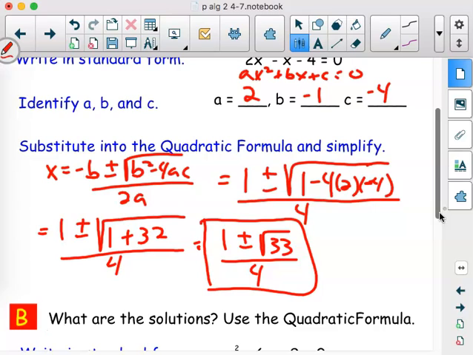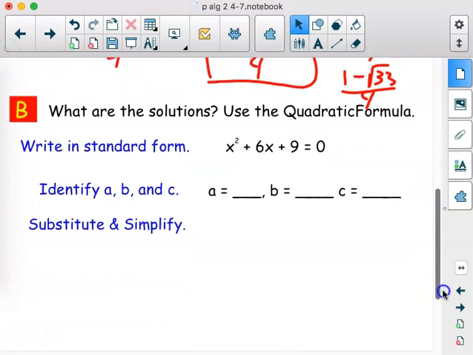So how many zeros did it have? It had 2. One of them is 1 plus the square root of 33 over 4. And the other one is 1 minus the square root of 33 over 4. So if we needed that answer as a decimal, we could certainly punch that into the calculator and figure out what it is. But again, what we're trying to do is find perfect answers. And so these would be two perfect answers in simplified form, right there.